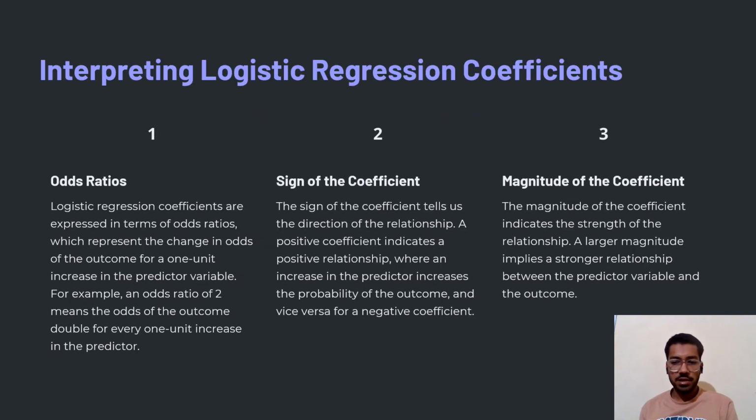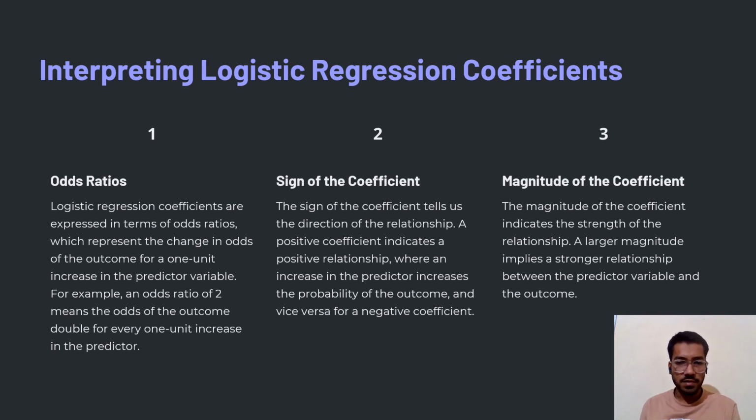Interpreting logistic regression coefficients. Odds ratios. Logistic regression coefficients are expressed in terms of odds ratios, which represent the change in odds of the outcome for a one unit increase in the predictor variable. For example, an odds ratio of 2 means the odds of the outcome double for every 1 unit increase in the predictor.